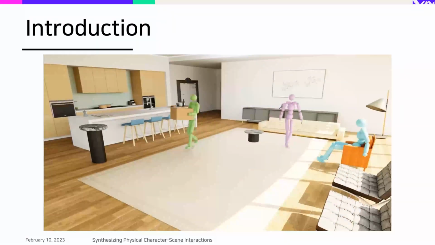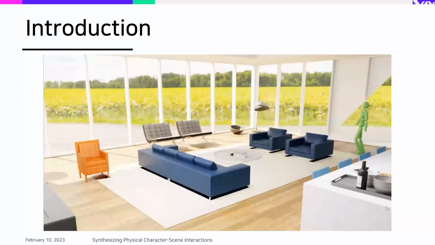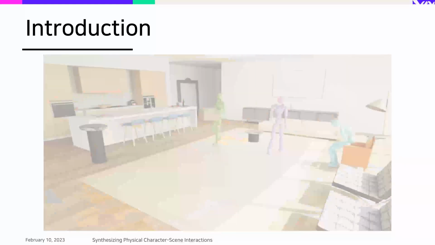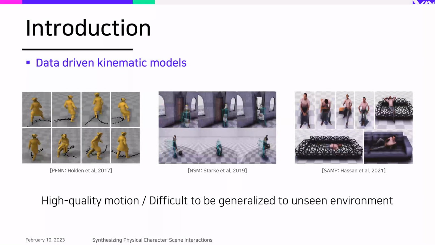Having virtual characters interact with different objects and their surroundings is considered important for making character animation realistic. Despite this importance, most recent research has explored it to a limited extent, allowing characters to move around in relatively simple environments. Specifically, data-driven kinematic models are able to produce high-quality motion for synthesizing character-scene interactions. Yet, when applied to unseen environments, they often struggle to generate realistic behaviors that respect scene constraints.